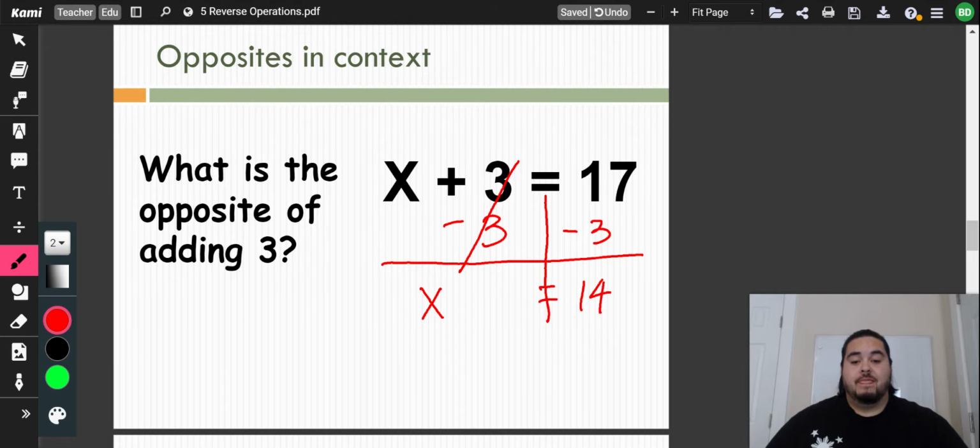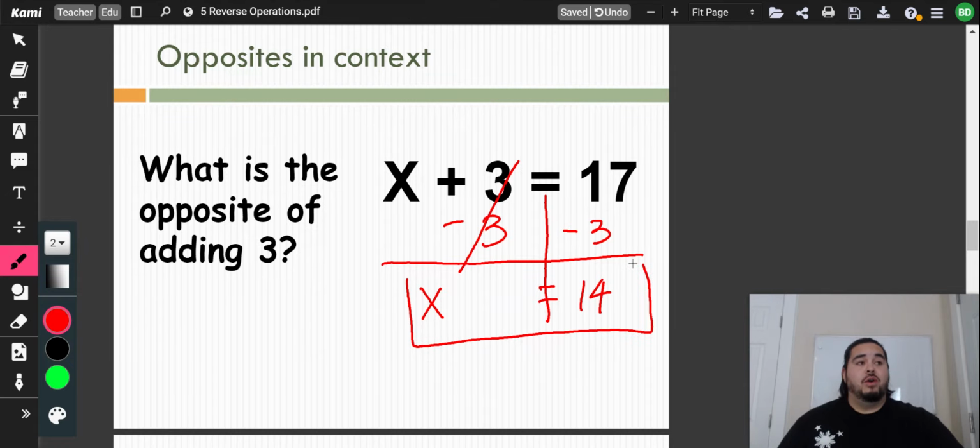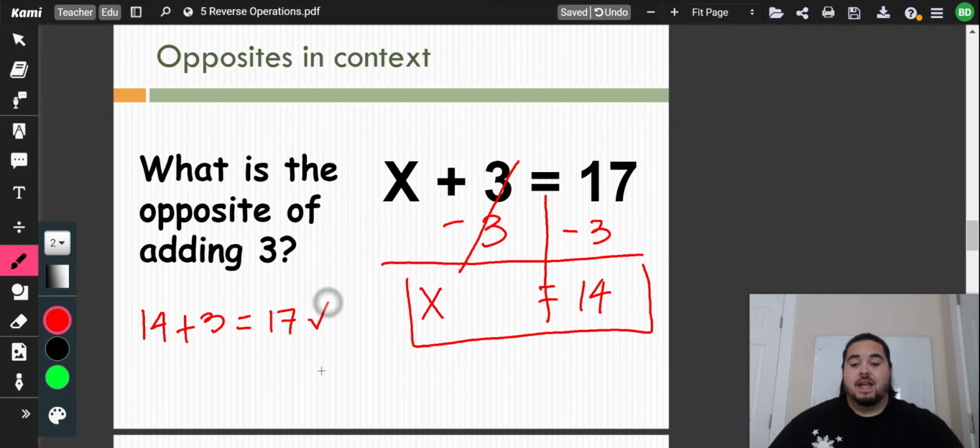Okay. Now, if I wanted to check my work, I could go back to what I know about evaluating equations, and I can take that 14 and plug it in to the original equation. So if I wanted to check my work, instead of x, I would plug in 14. And then I keep everything else the same. And then I just evaluate if this is true or not. 14 plus 3 does in fact equal 17, so we know we did this correctly.